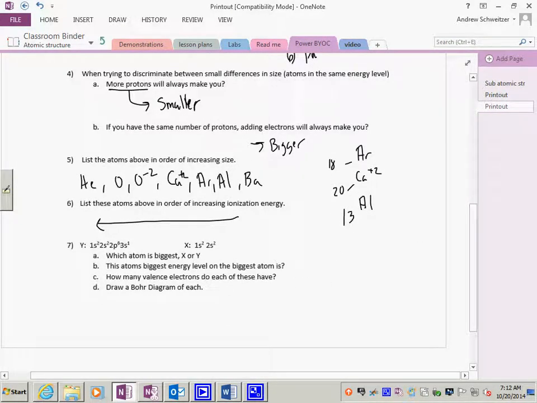Which atom here is the biggest? Look at energy levels. This has 3 energy levels, so Y is going to be the biggest. The biggest energy level on the biggest atom would be a 3s. That's going off the electron configuration. How many valence electrons does each one have? We have 1 valence electron, and we have 2. And finally, draw a Bohr diagram.